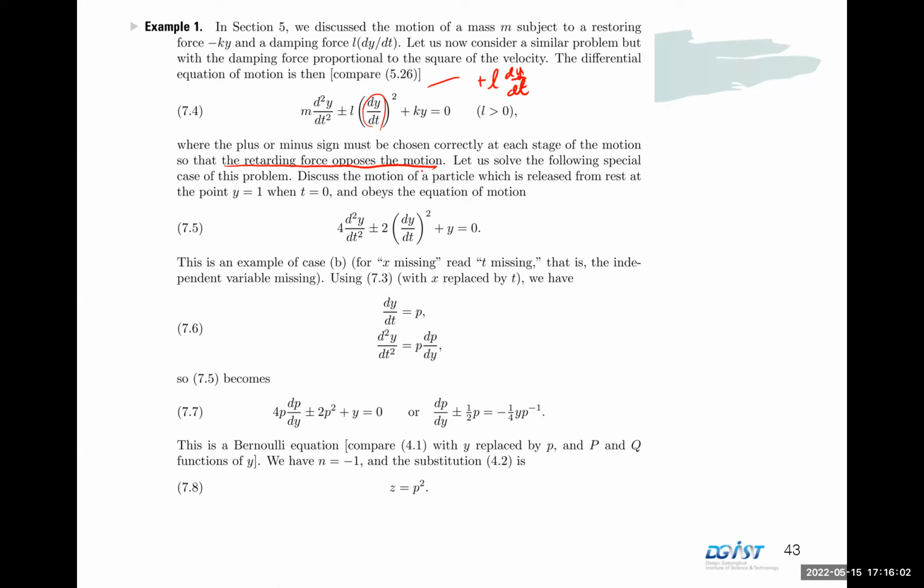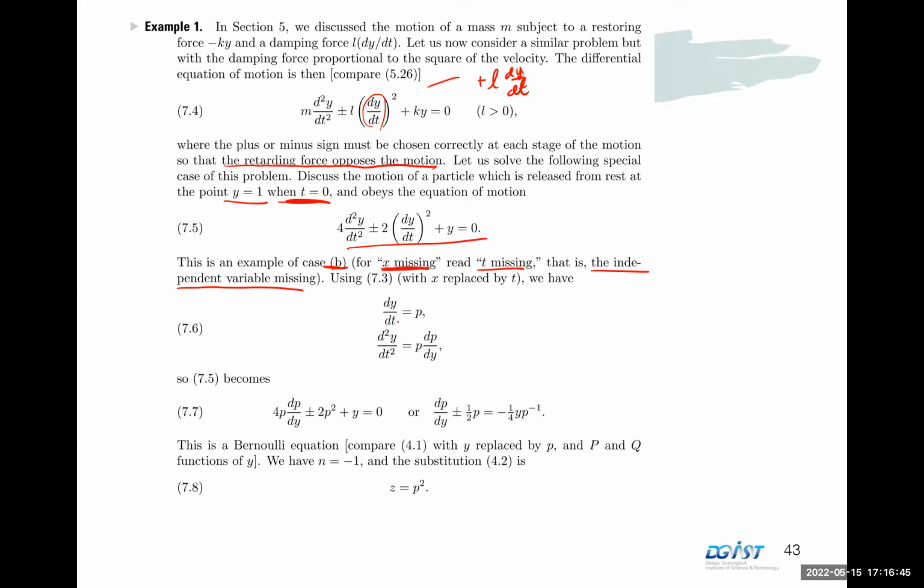Okay, so let's think about some special case: when t is 0, y is 1, and the mass is 4, and L is 2. So let's think about that. Here this kind of equation is case B, meaning the x is missing. In this problem, we say that t is missing. So this belongs to the case of the independent variable missing.